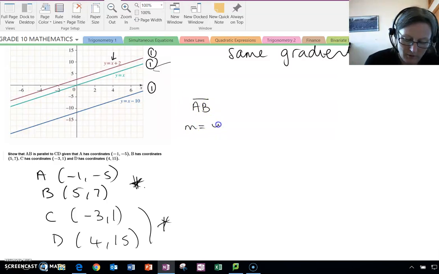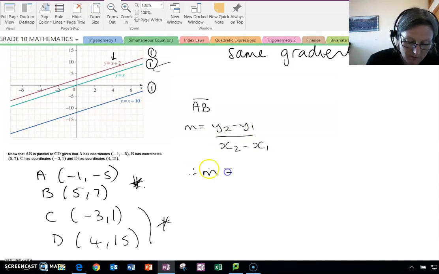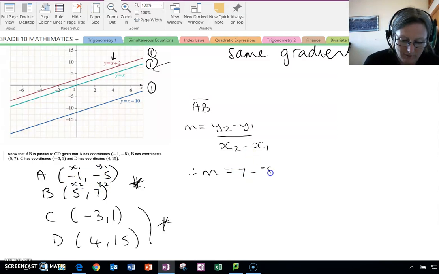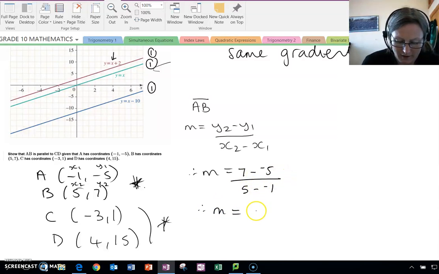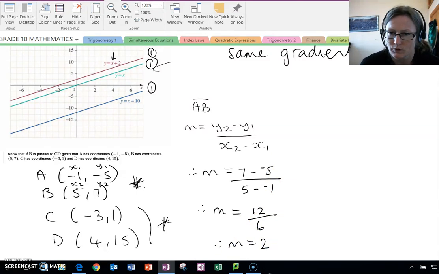We write down our gradient formula. I then substitute in. So I'm going to call this x1, y1, and this point x2, y2. So y2 is 7, subtract -5. x2 is 5, and I'm going to subtract -1. So when I've got 7 subtract -5, that gives me 12. 5 subtract -1 gives me 6. So the gradient of the line joining AB is 2.